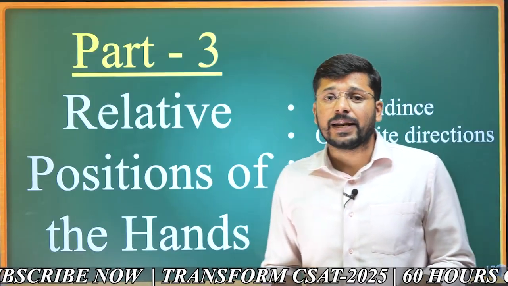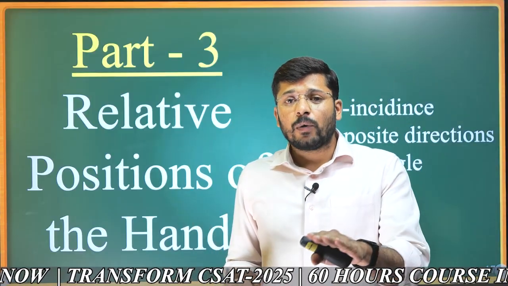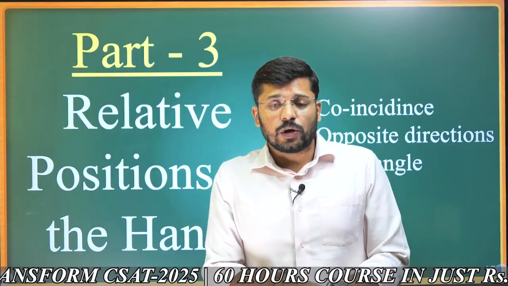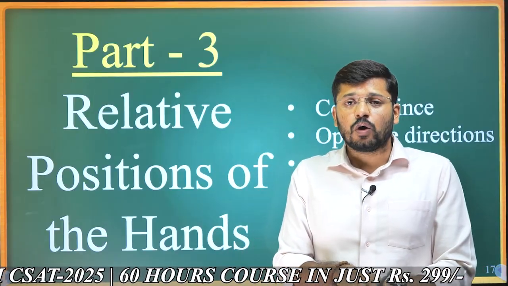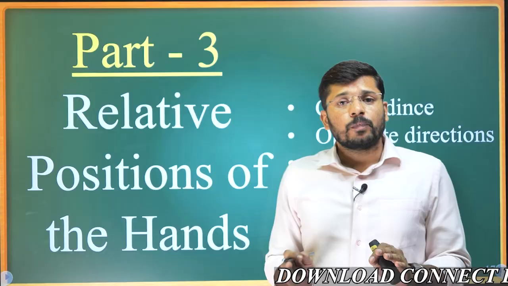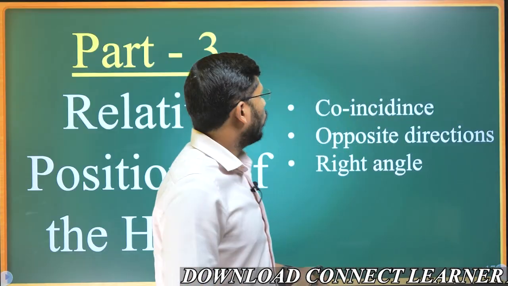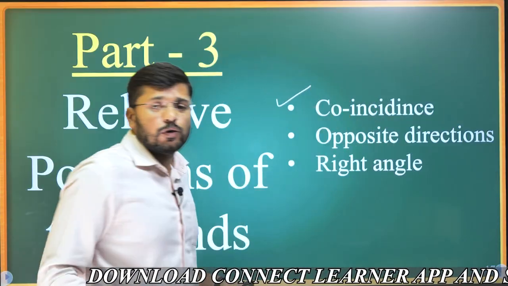The first one is coinciding. We already discussed that one. When the hour hand and minute hand are one upon another, for example at 12 o'clock, they are said to be overlapping or coinciding. That is one relative position concept.